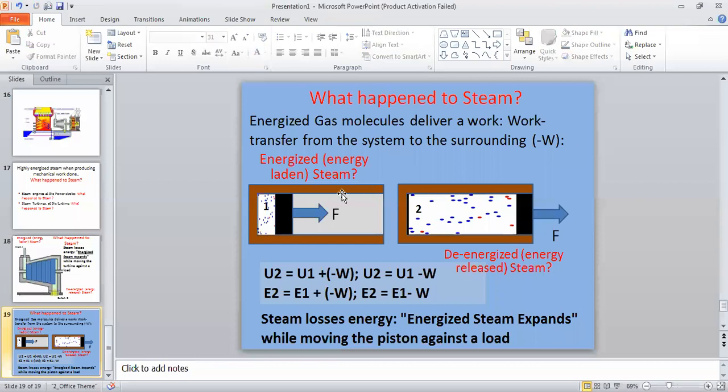Energized. So it definitely needs increasing of the volume. Also, increasing of volume means the expansion takes place through this kind of mechanical component drive. Okay. Driving with the mechanical component.